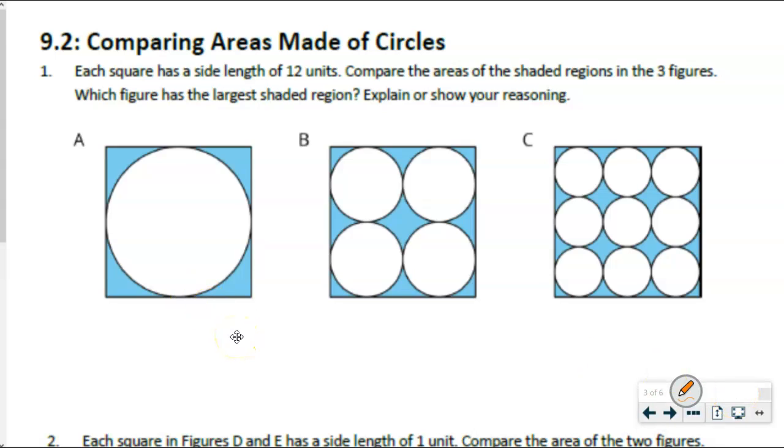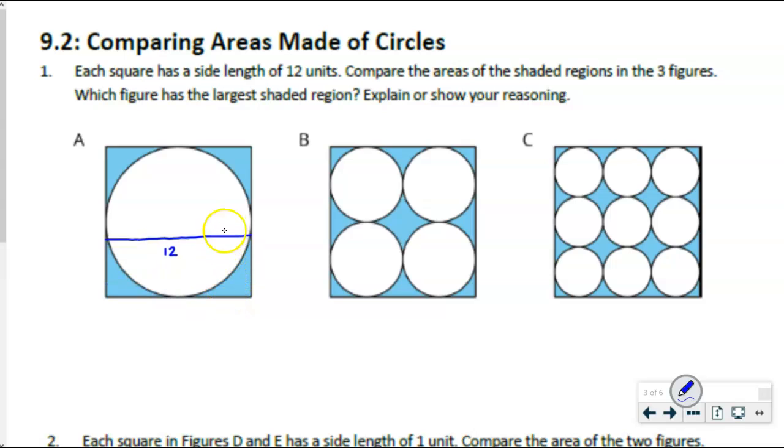Comparing areas made of circles. Each square has a side length of 12 units. So let's think about what that means. Each one of these has a side length of 12 units. So I want you to compare the areas of the shaded regions of each of these three figures. Let's do the first one together.